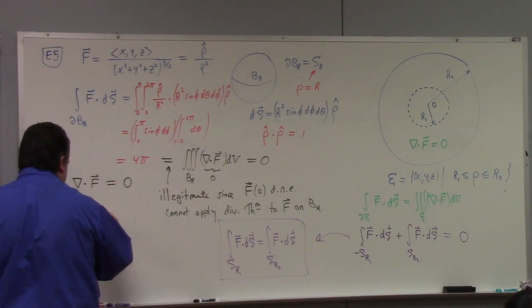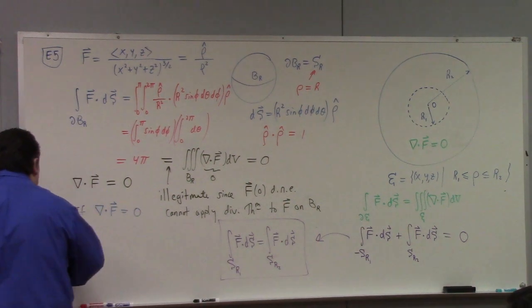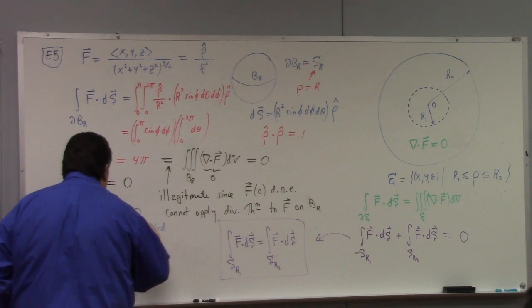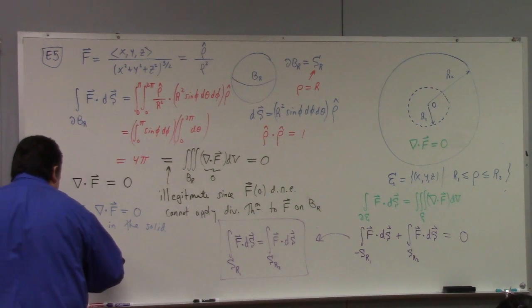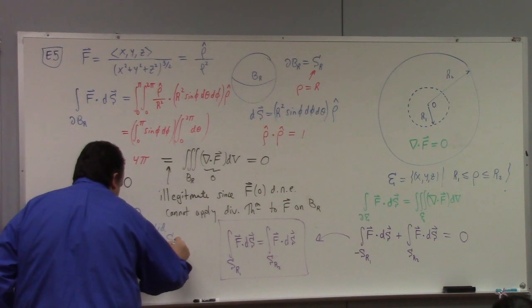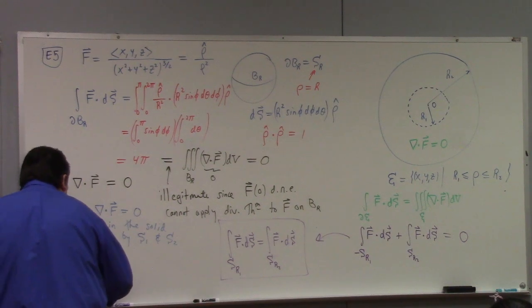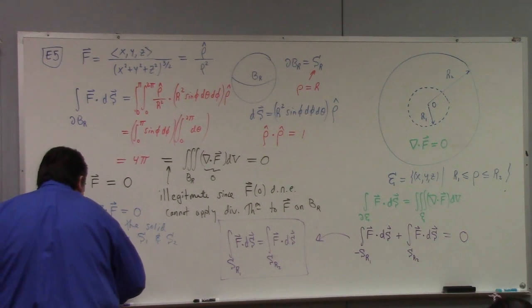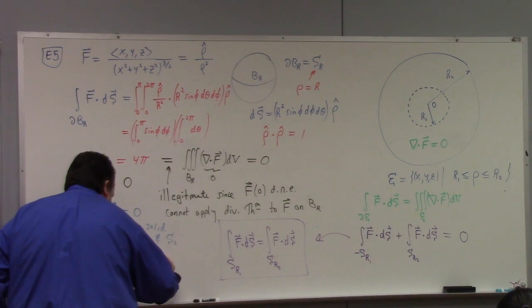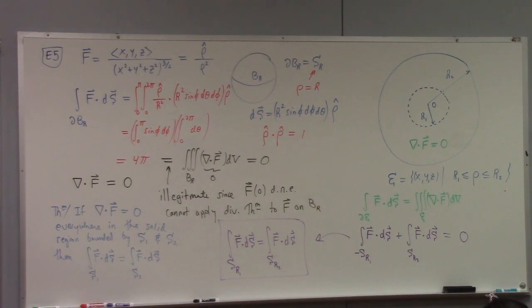If the divergence of f is equal to 0 everywhere in the solid region bounded by S1 and S2, then the flux through S1 is equal to the flux through S2. Assuming, of course, that we orient S1 and S2 to both be pointing in such a way that they define, well, how can I say it? S1 and S2 are consistently oriented, okay?